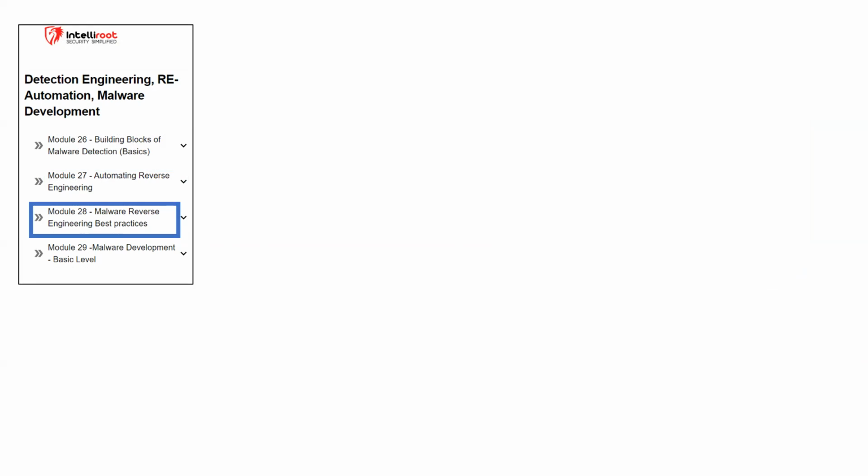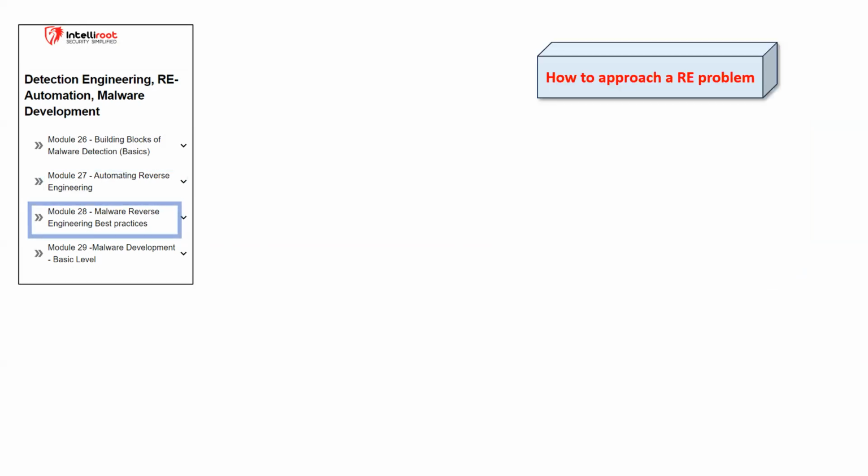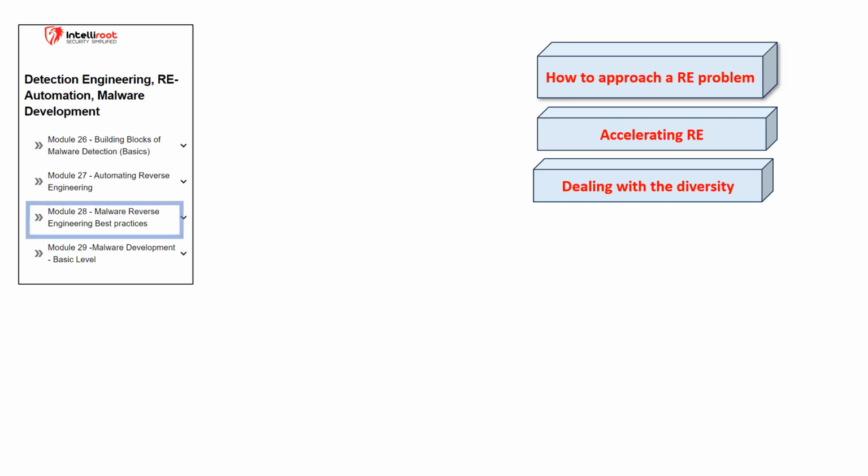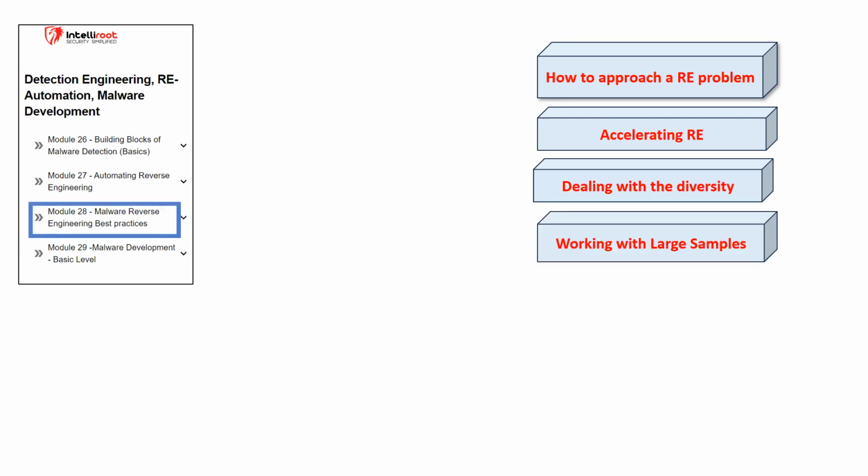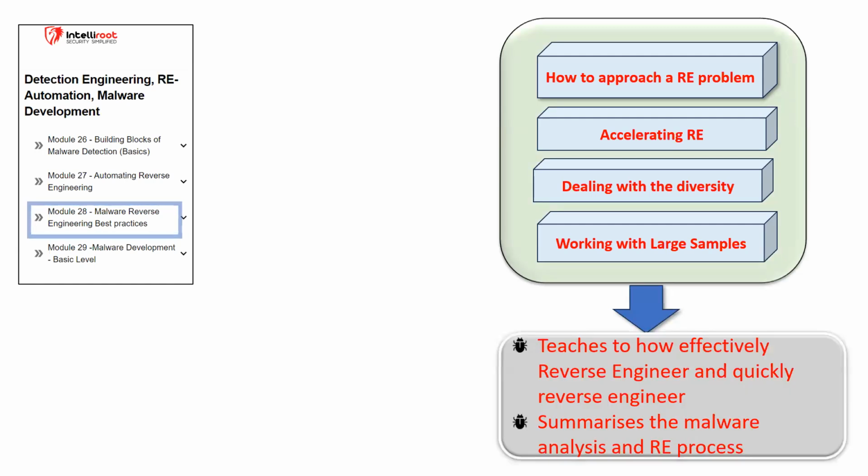Module 28 talks about reverse engineering best practices. It will teach you how to approach a reverse engineering problem. It will teach you how to accelerate the process of reverse engineering, like how to read the decompiler properly and how to speed up your decompiling process. It also teaches you to deal with the diversity. It will teach you how to work with very, very large samples. So overall, this module teaches you to effectively reverse engineer and speed up your reverse engineering task. Overall, it summarizes the malware analysis and reverse engineering process.